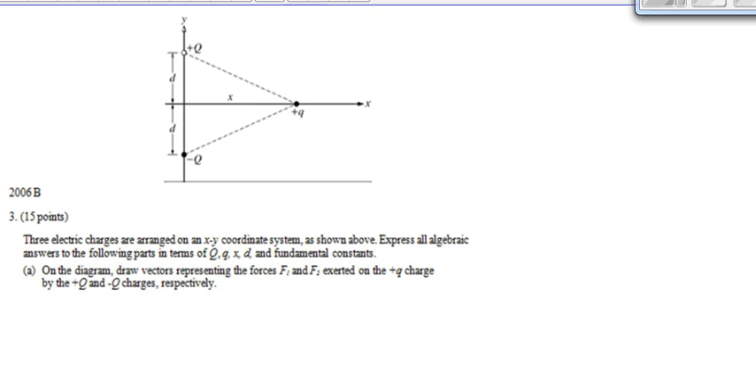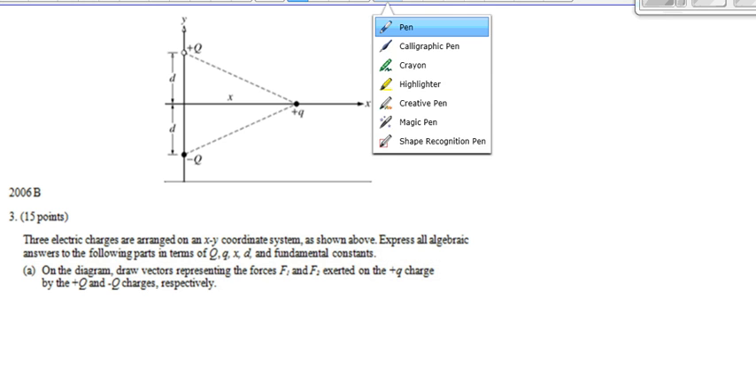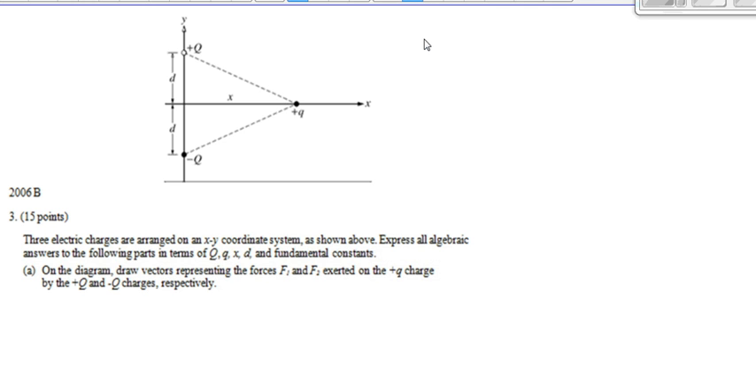Okay, this is 2006 Form B, question number 3, and here we go. Three electric charges are arranged in an XY coordinate system as shown. Express all algebraic answers in terms of the following parts: capital Q, lowercase q, x, which is your horizontal distance, and d, which is your vertical distance, and fundamental constants. Don't forget k counts as a fundamental constant, just like g does.